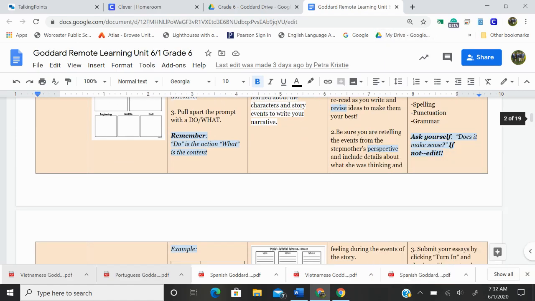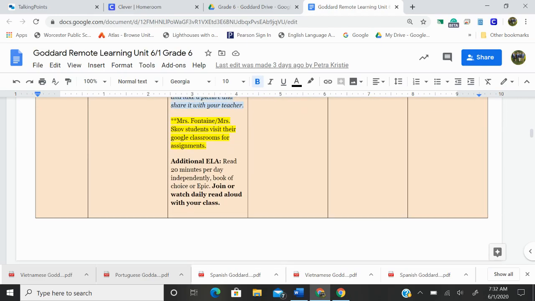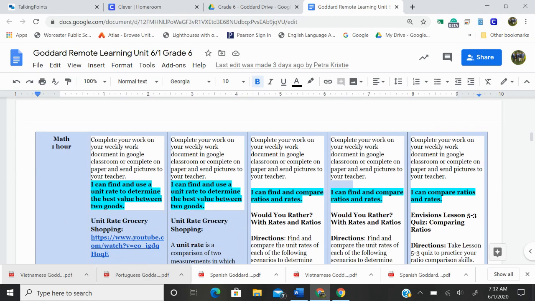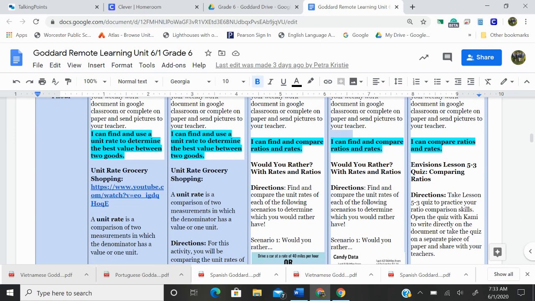Okay, let me close that. There we go. Now on to math. Your objective is: I can find and use a unit rate to determine the best value between two goods. Unit rate grocery shopping. Click on that YouTube link for a video on unit rate grocery shopping.